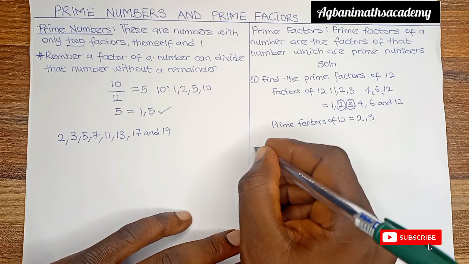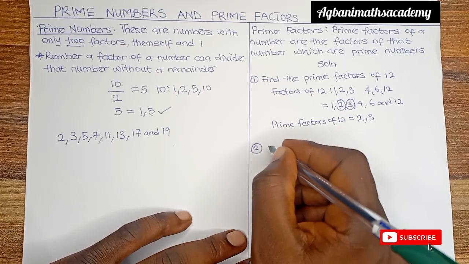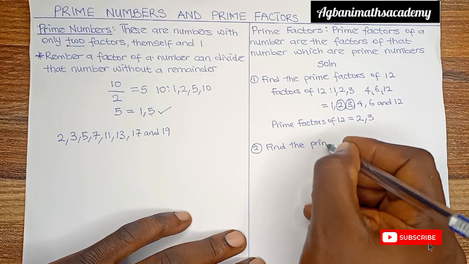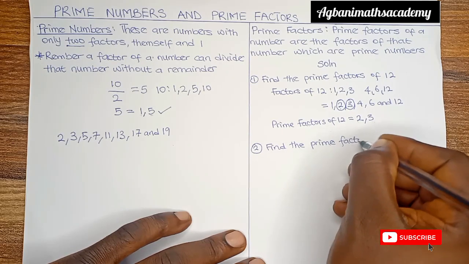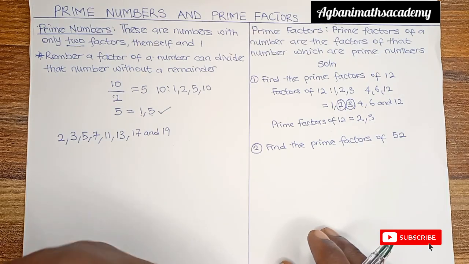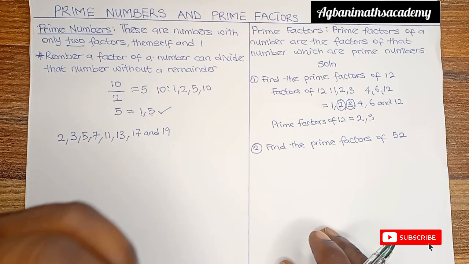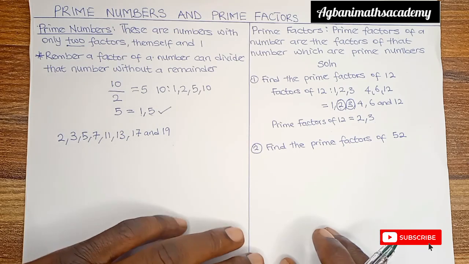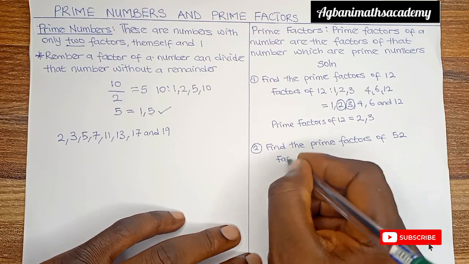Okay, so let's look at a second example. Find the prime factors of 52. Okay, so we want to find the prime factors of 52. What will be the first step? The first step is find the factors of 52. So factors of 52.